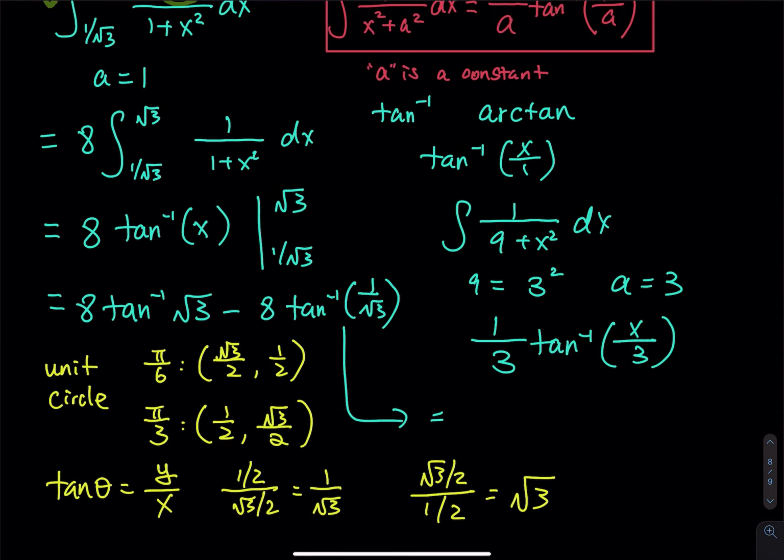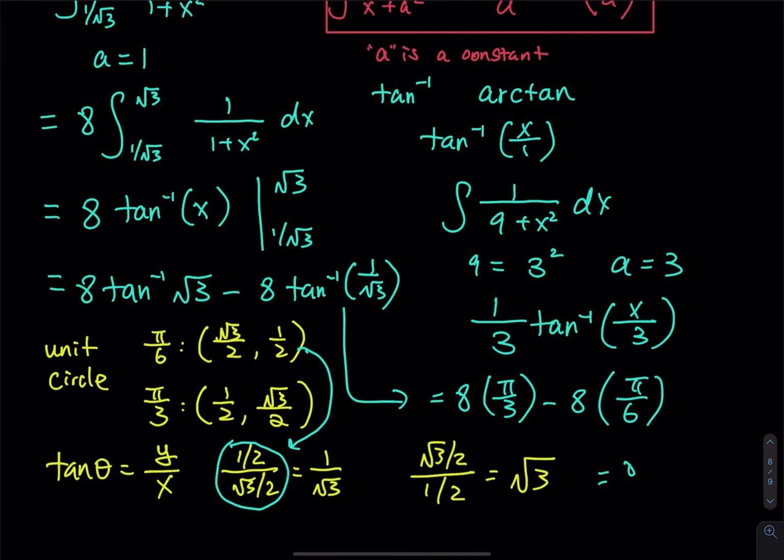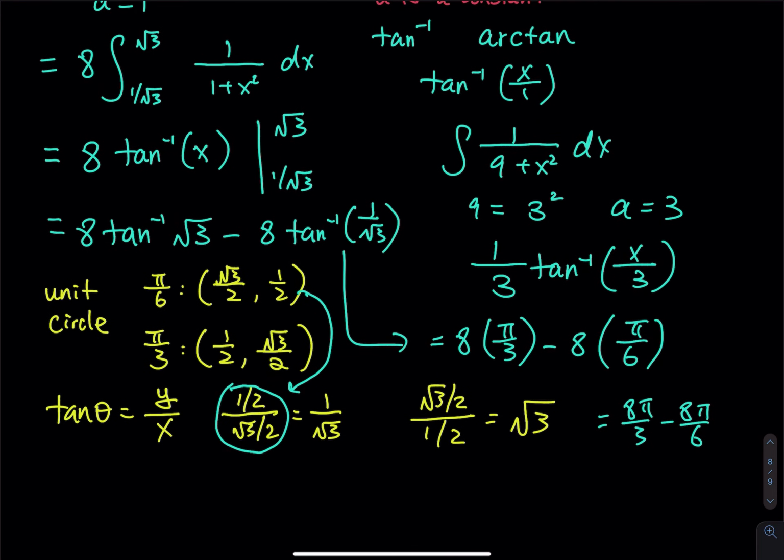So what that means is the first one, the inverse tangent of root 3, is just equal to pi over 3. And then minus a times the inverse tangent of 1 over root 3, which comes from pi over 6, so this will be a times pi over 6. And then what do we have? We have a pi over 3 minus a pi over 6. If you do the common denominator, that is just equal to a pi over 6. And that is the answer to this question.